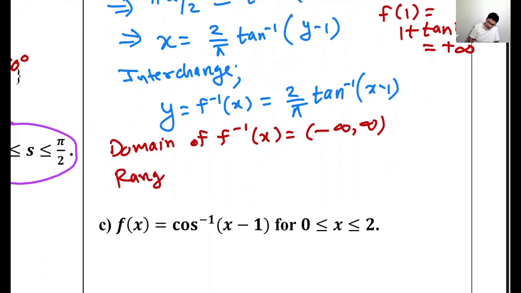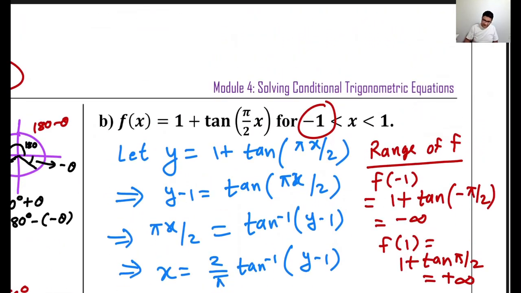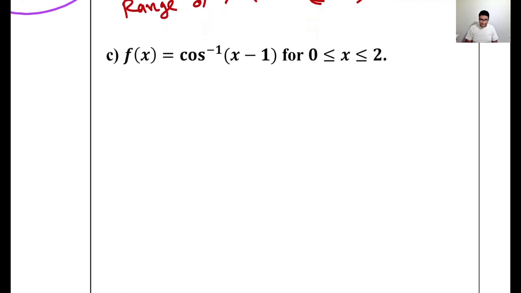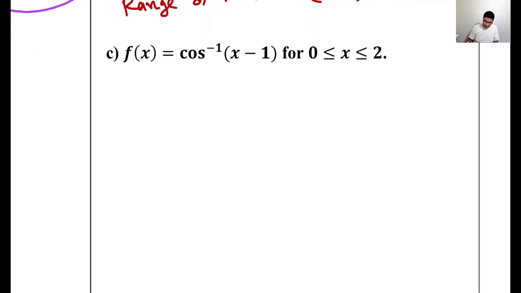And the range of the inverse function is the domain of the original function, which is from minus 1 to 1, with parentheses. Sorry about that. Is it strictly equal? Okay. One more. Now you are used to it. Please pause the video, do it, and check with me.